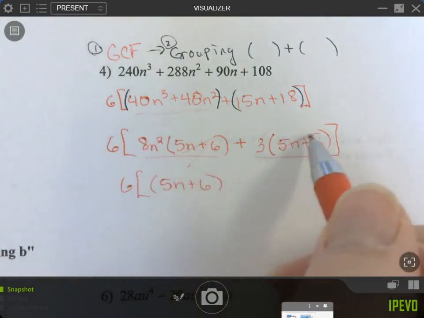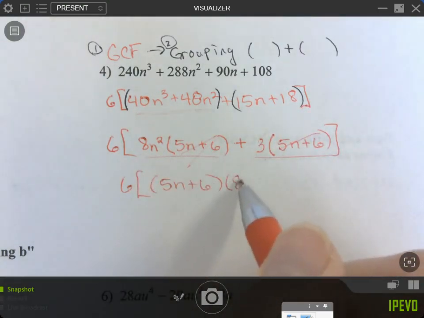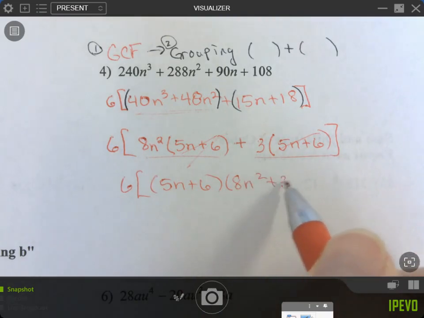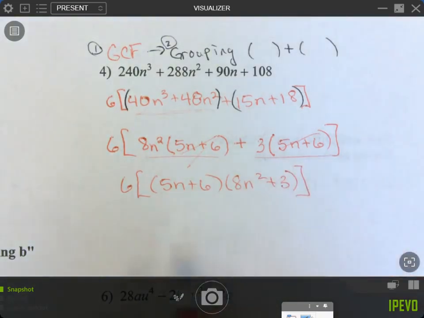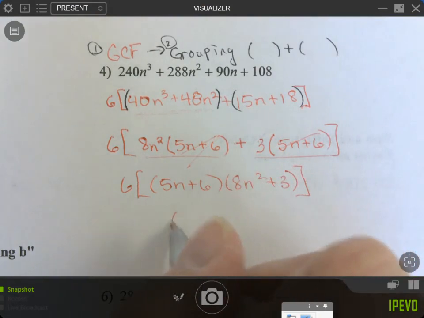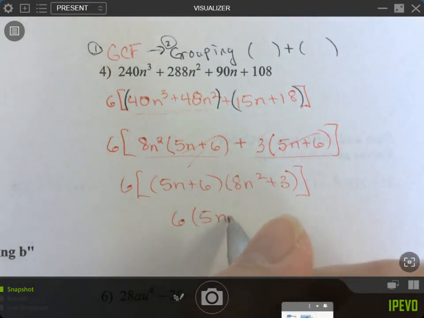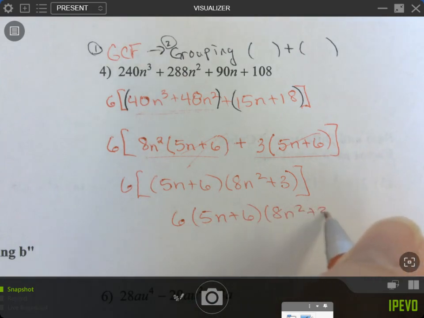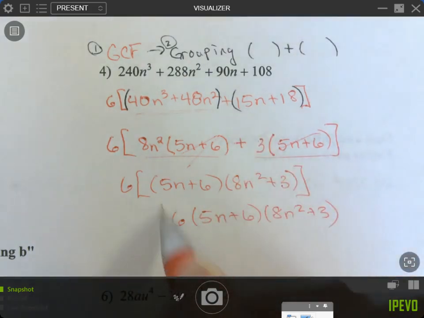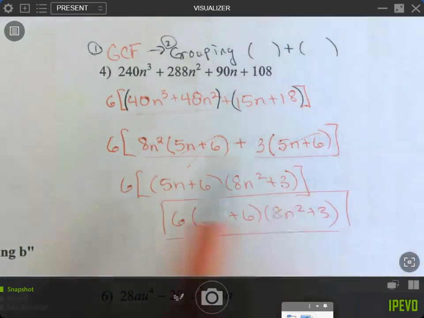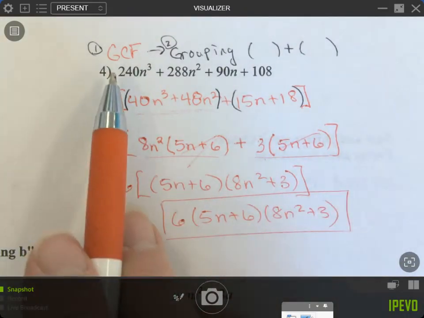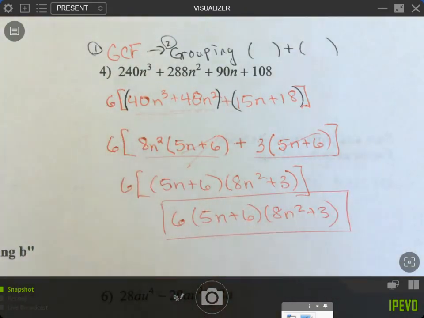Now, once I pull this out, what's left is 8n squared plus 3, and that's left there in parentheses. I don't need the brackets, but I can leave them. I normally make my answers look like this, but I wouldn't take the time to rewrite it. So if you have this with brackets, I think that answer is perfectly fine. It is 6 times everything. You want to make sure you don't lose that first step. And here are my pieces.